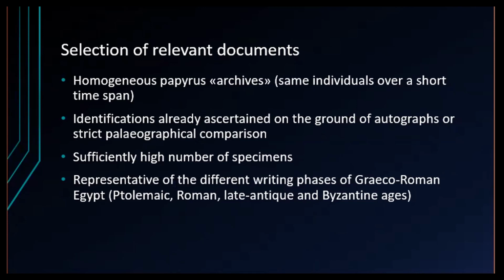For the moment, we only deal with scribal identifications that have already been ascertained, either thanks to the existence of proper autographs or based on strict paleographical comparisons. Moreover, we are interested in archives that can provide a sufficiently high number of relevant specimens, and that can be representative of the different writing phases of Greco-Roman Egypt.